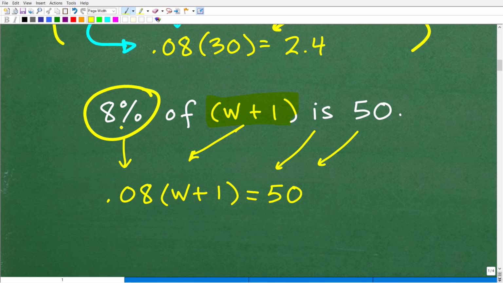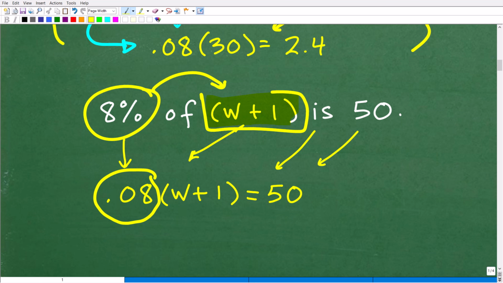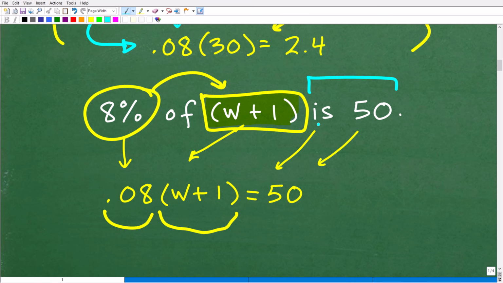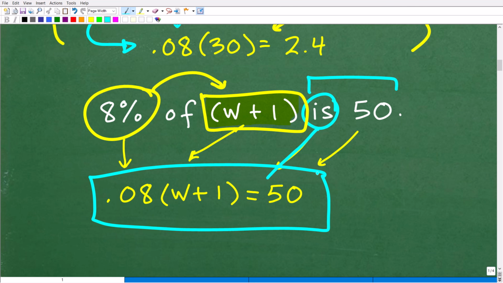No big deal. All we have to do is take this 8%, write it as a decimal, 0.08, and multiply it by this number, which of course is w plus 1. You don't have to know the value, but we can express this algebraically. So 0.08 times w plus 1 means 8% of w plus 1. But the rest of this problem really is the key to solving it. 8% of w plus 1 is, or is equal to, 50. If you understand how we got to this point, if you understand this equation, really the rest of this problem is having some basic algebra skills to solve for w.